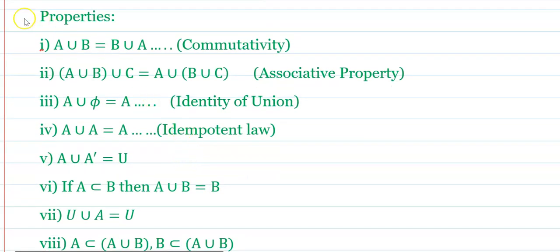Now the next. The properties of union. A union B is equal to B union A. It is called commutativity. (A union B) union C is equal to A union (B union C). This is called the associative property. A union phi is A. It is the identity of union. A union A is equal to A. It is called the idempotent law. A union A complement means what? The universal set. If A is a subset of B, then A means what? A is the smaller one. Then A union B is nothing but B.